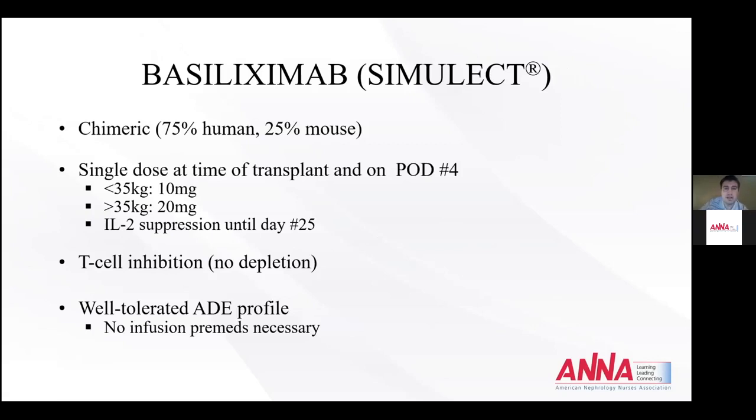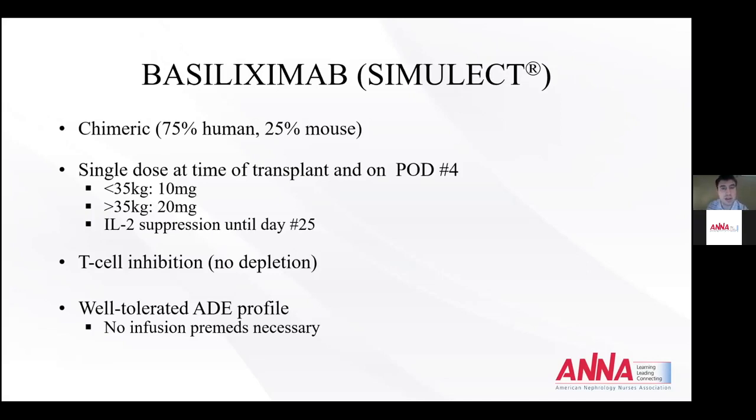But basiliximab, also known as Simulect, is chimeric, which means it's 75% human and 25% mouse. Same thing with thymoglobulin: it comes from the human thymus injected into a mouse, and they are able to form the med and extract it from there. It's the antibody they're wanting. You do give a single dose at the time of transplant, and then with this one, unlike thymoglobulin, you do have to give a secondary dose. That's the difference between thymoglobulin and basiliximab.